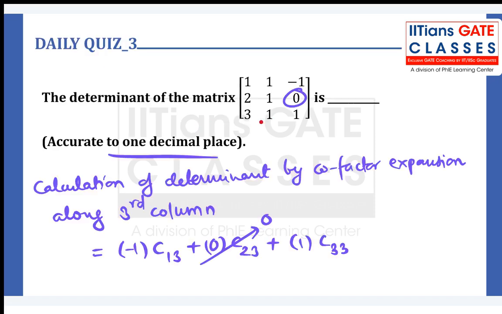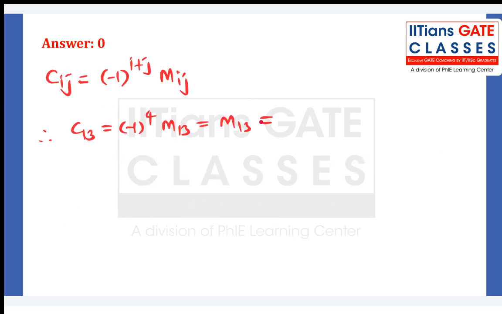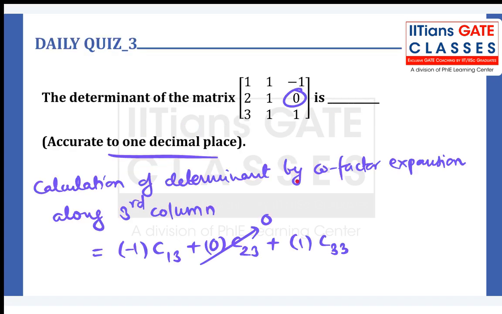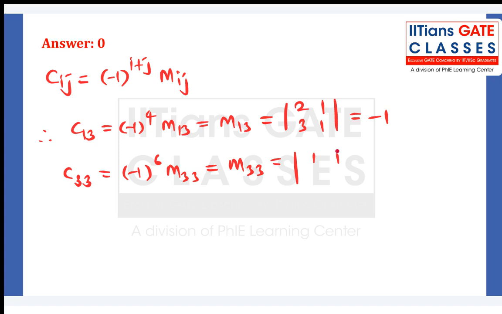What is M13? Eliminate first row and third column, and take the determinant of what is remaining. So you have 2 1, 3 1. That determinant is minus 1: 2 minus 3 is minus 1. Similarly, you are supposed to find C33, that will be minus 1 power 6 into M33, which is again just M33. M33 means eliminate third row and third column, and take the determinant of what is remaining. So that is 1 1, 2 1. That is also 1 minus 2, minus 1.